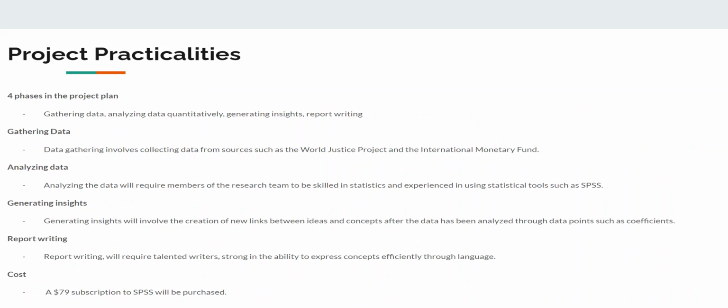There are four phases in the project plan. These are gathering data, analyzing it, generating insights, and report writing. And the total cost will be $79 due to subscription of SPSS and will take maximum of 4 months.